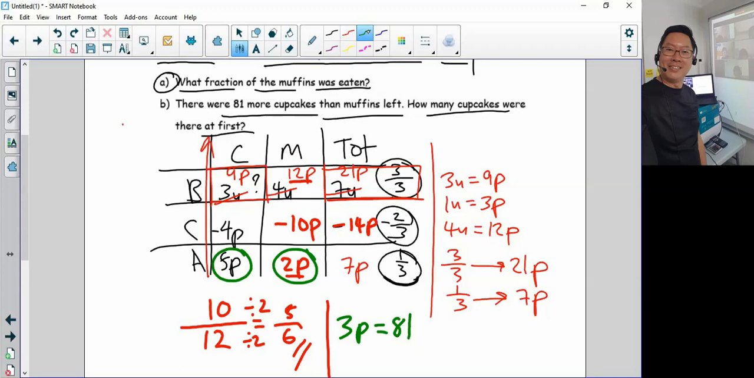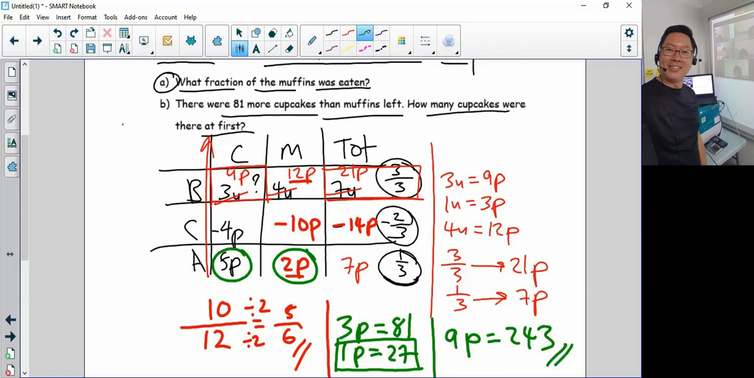So can we find what is 1 part? So 1 part must be 81 divided by 3. So again, this is the whole idea of whatever method that we use, to find the value of 1 unit or 1 part. And once we can find the value, then can we find how many cupcakes at first? Yes, we can, because you look at the question mark, there are 9 parts of cupcakes at first. So 27 times 9, and you must have 243 cupcakes at first.